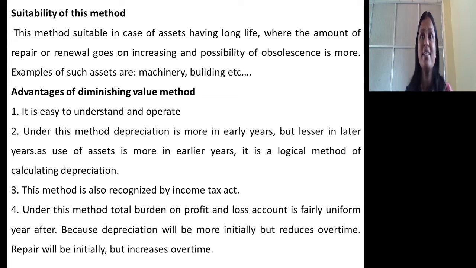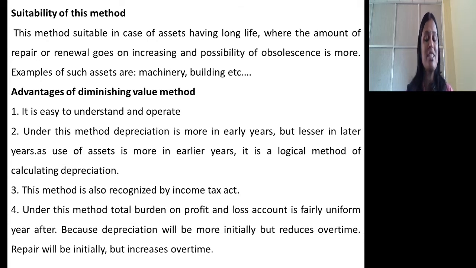But that is not the case with the written down value method. This method is useful particularly for such assets where repair and renewal is going to increase year after year and the possibility of obsolescence is more. Examples of assets for which we make use of this method of depreciation are machinery, building, and even plant and machinery.